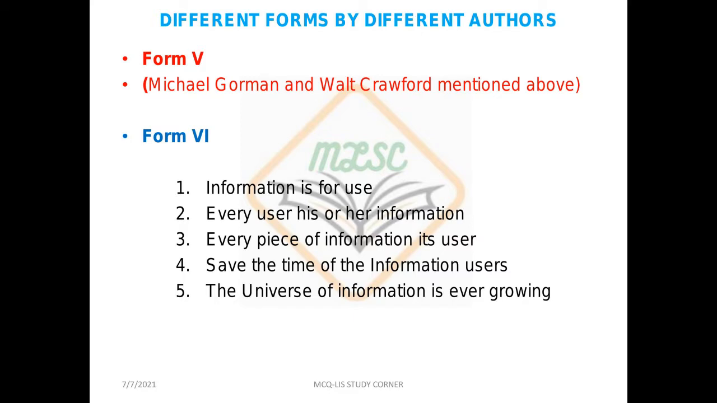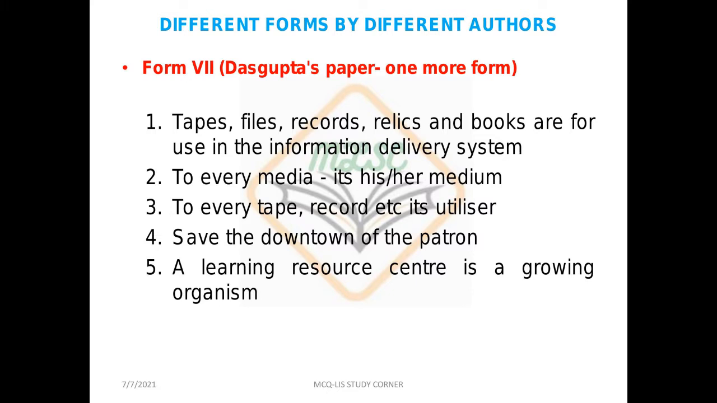Form 6, information is for use. Every user his or her information. Every piece of information its user. Save the time of the information users. The universe of information is ever growing. Form 7, Dasgupta's paper. One more form.